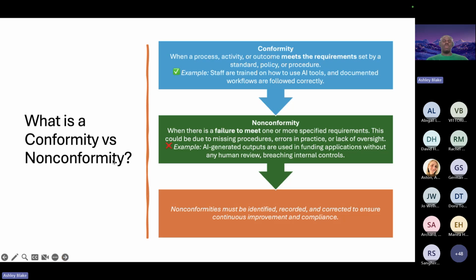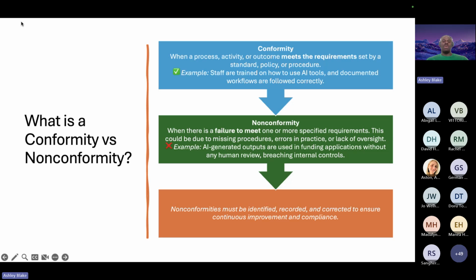So when you have the ISO framework, you have a conformity, which means you are following the system's rules, and you have a non-conformity, which shows you're not following the system's rules, and you would need to perform a corrective action. So a conformity in this case would be when a process, activity, or outcome meets the requirements set out by the standard, policy, or procedure. So staff are trained on how to use AI tools and documented workflows are followed correctly. So that's conforming to a section of the standard.